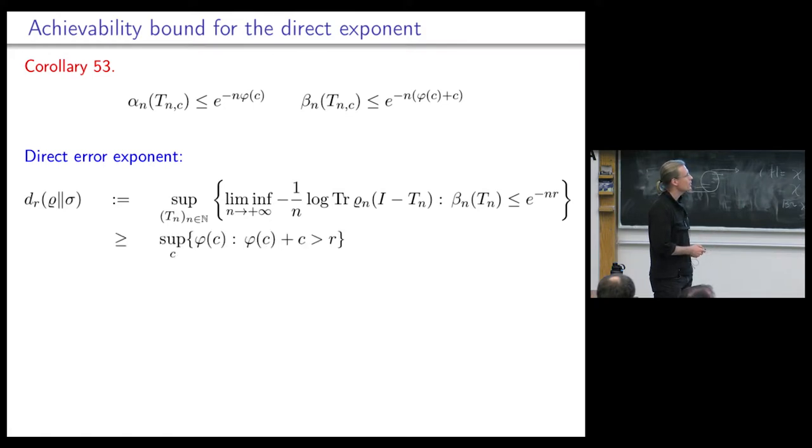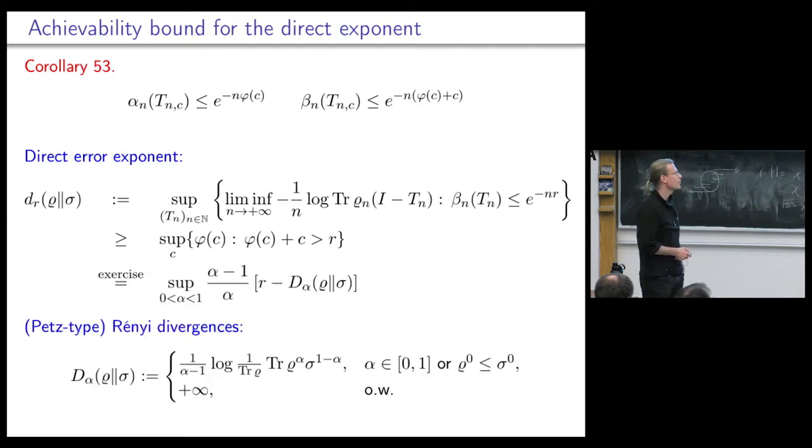And from this simple expression, we can see that if we choose this phi c plus c to be larger than r, then this condition is obviously satisfied. And then all these phi values are going to give lower bounds on this exponent. So this inequality is immediate from this one.